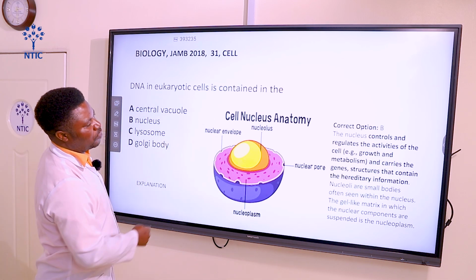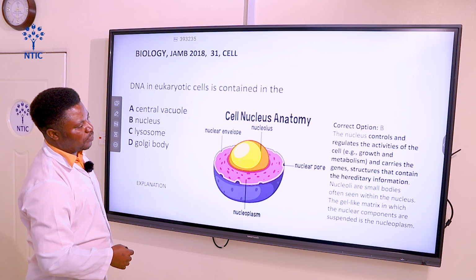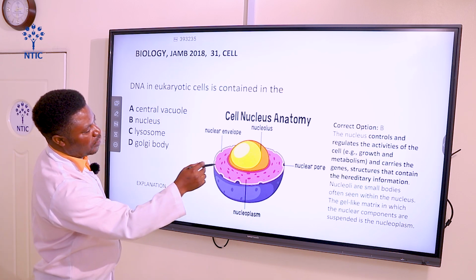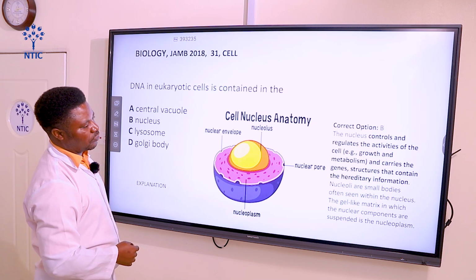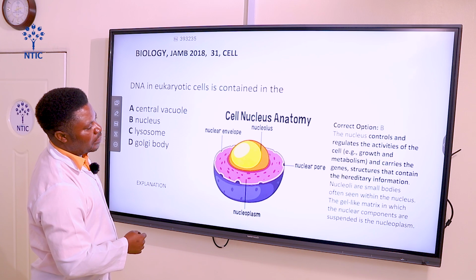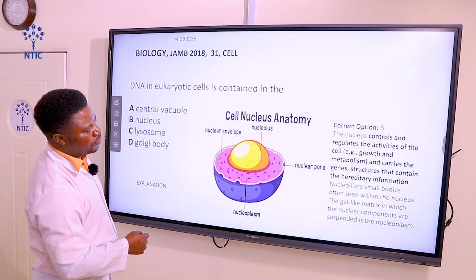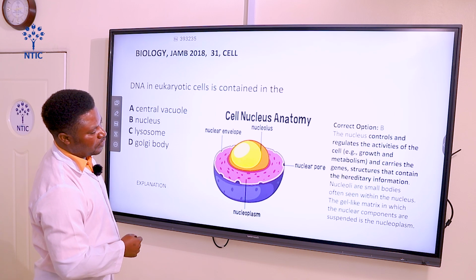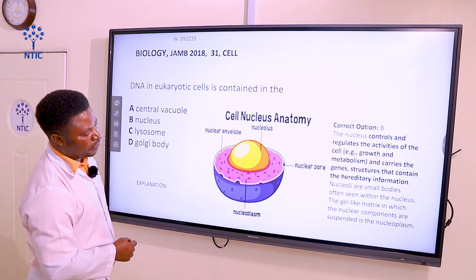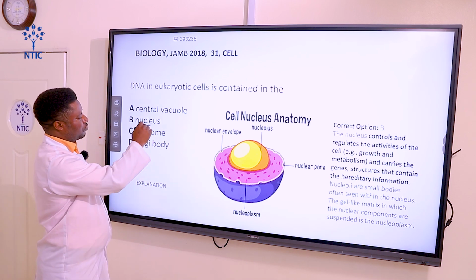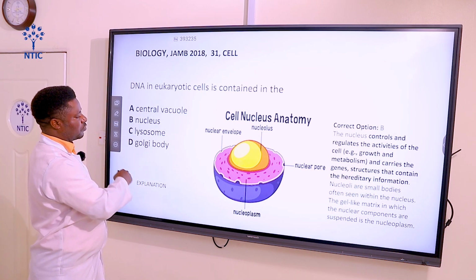We said the nucleus controls and regulates the activities of the cell, e.g. growth and metabolism, and it carries the genes, structures that contain the hereditary information. Nucleoli are small bodies, often seen within the nucleus. The gel-like matrix in which the nuclear components are suspended is the nucleoplasm, okay? Yes, so the answer to this is nucleus.